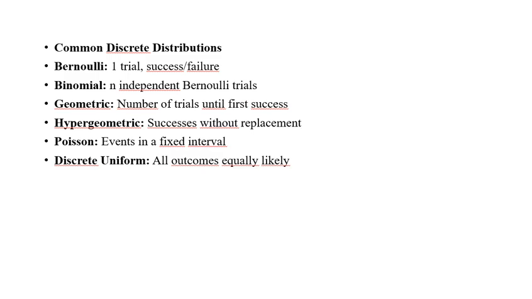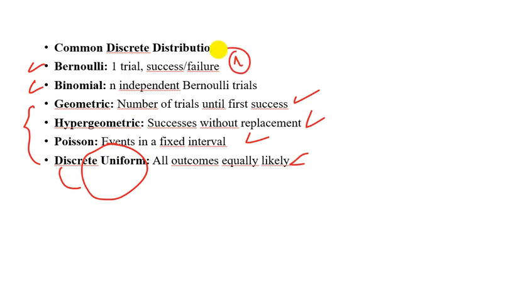In this video we'll see the famous or common discrete distributions, including Bernoulli and binomial distribution. We have other distributions that we see in other videos: geometric, hypergeometric, Poisson, and discrete uniform, which we call discrete uniform because you have continuous uniform as well. So let's focus in this video on Bernoulli and binomial distribution.